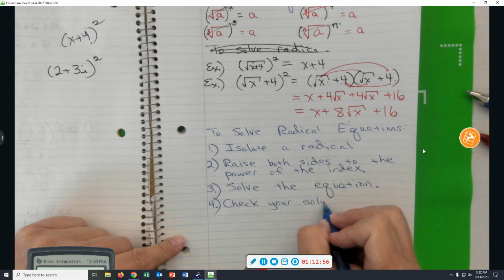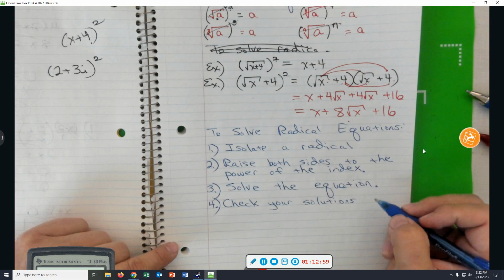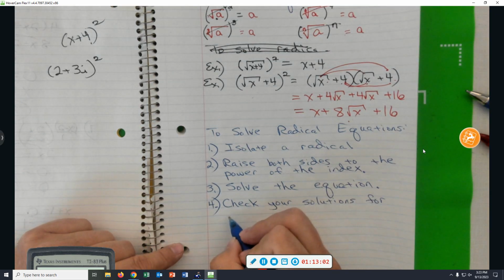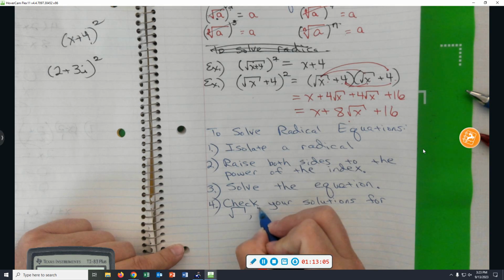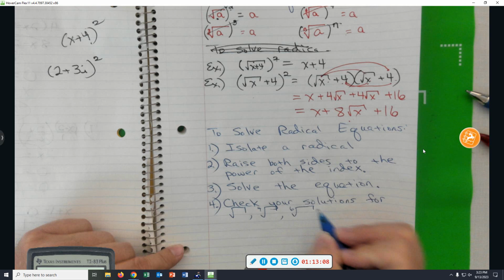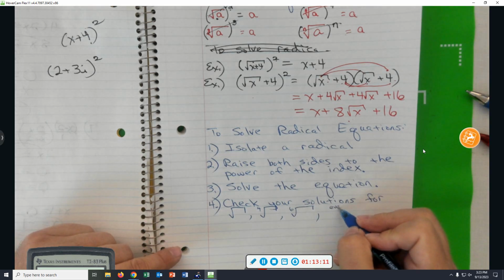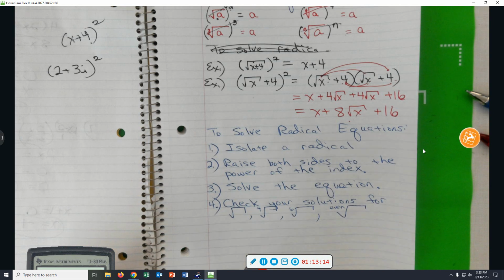And you can do the checking with a calculator pretty quickly. Check your solutions for, I'll say, square roots or fourth roots or sixth roots. In general, any even root. If it's an even root, you're going to have to check your answer. Now, a moment ago, Tony flashed up there a cube root on the screen. And Tony said cube roots are easier than square roots. If you're working with a cube root, what power are you going to put on both sides? 3? Is 3 an even number? No, so you get to skip this last step. That's one of the reasons I like cube roots.